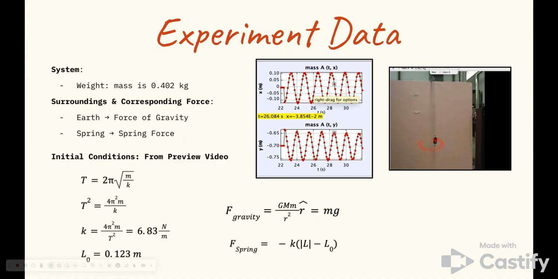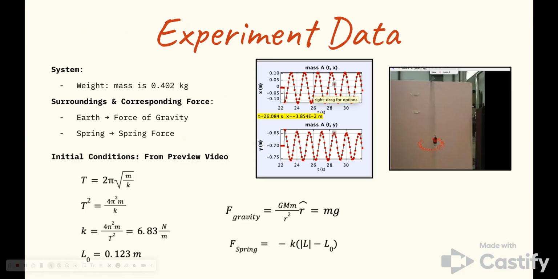For this lab, our system is a spring and a mass. The mass is 0.402 kilograms, and the forces from the surroundings are the force of gravity and the spring force, and I also have those formulas shown. As for the initial conditions, the relaxed length is 0.123, the spring constant is 6.83, and these were all calculated by Professor Greger in the video that he already gave. You can't see it, but in the video, the mass is released right when Professor Greger lets go of the mass, because we want to remove the force that he also applies.